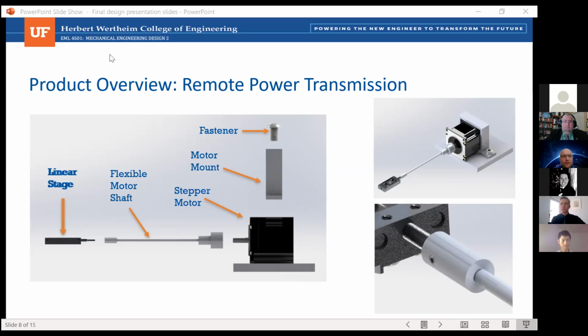So I assume the smoothie board isn't shown here. Yeah, the smoothie board is what we have in the lab that we're providing as the controller for all these devices. So we told them it has to function and interact with the smoothie board, but the smoothie board was not something they were required to design. It was something they were required to design to be compatible with. Gotcha. Okay. Thank you.